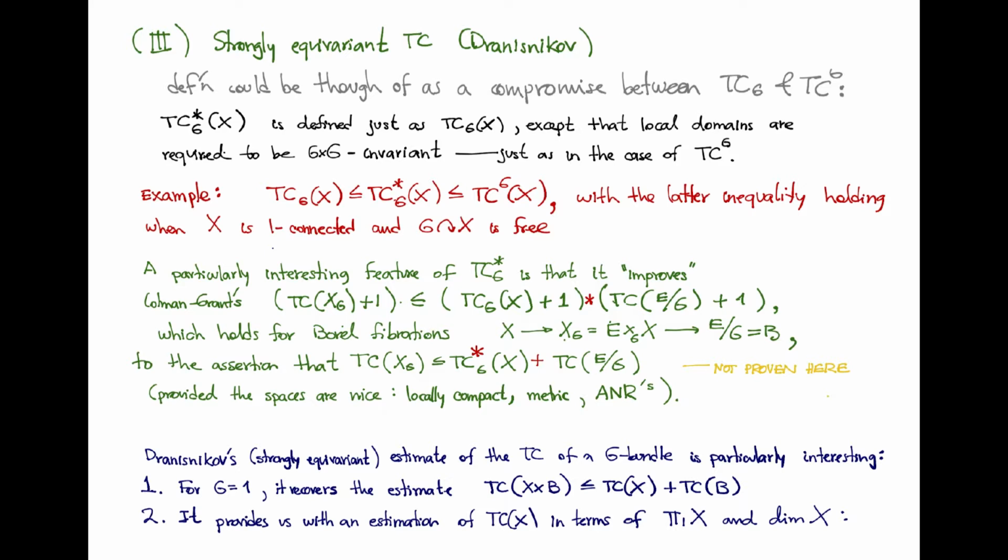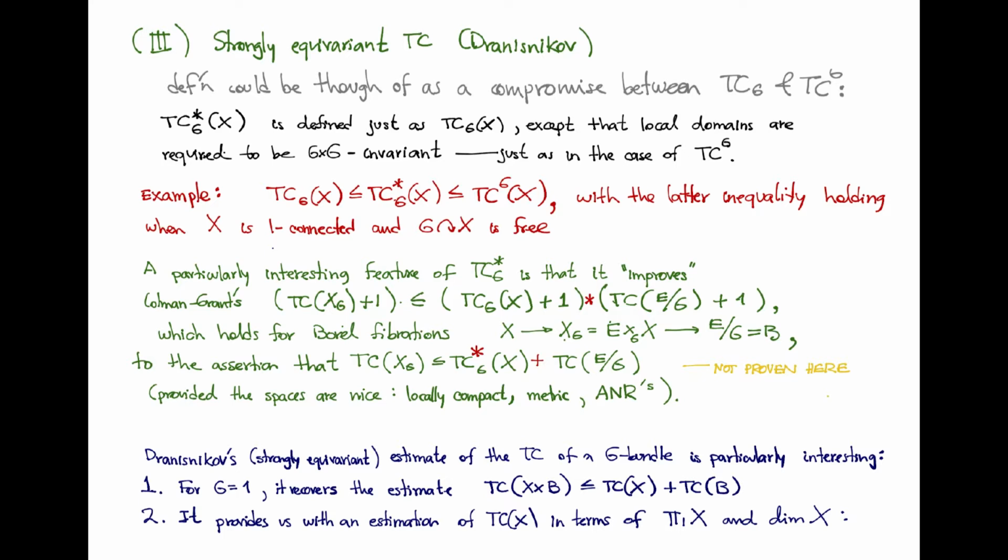That's the only difference. In particular, one has this relation, and it is not quite easy to relate the strongly equivariant topological complexity with the invariant topological complexity because they use different fibrations. But at least you can see that this inequality holds at least under these conditions. So indeed, at least under these conditions, this guy is somewhere in the middle of these two guys.